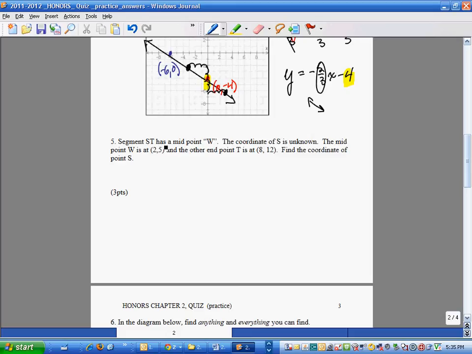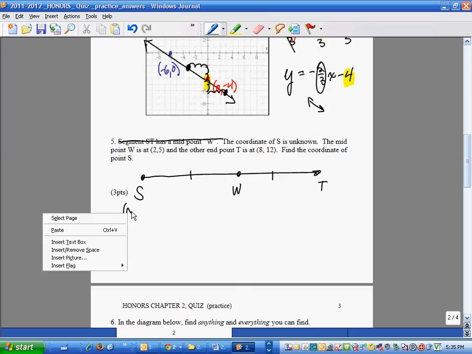So first, here we have a segment ST with the midpoint of W. Because it's a midpoint, we have hatch marks. We've accounted for that piece of information, so we cross it out. Coordinates of S is unknown. That means it is an XY coordinate, but we do not know it. It says the midpoint is at 2, 5, so this is 2, 5. Cross stuff out as you account for it. The other endpoint T is at 8, 12.